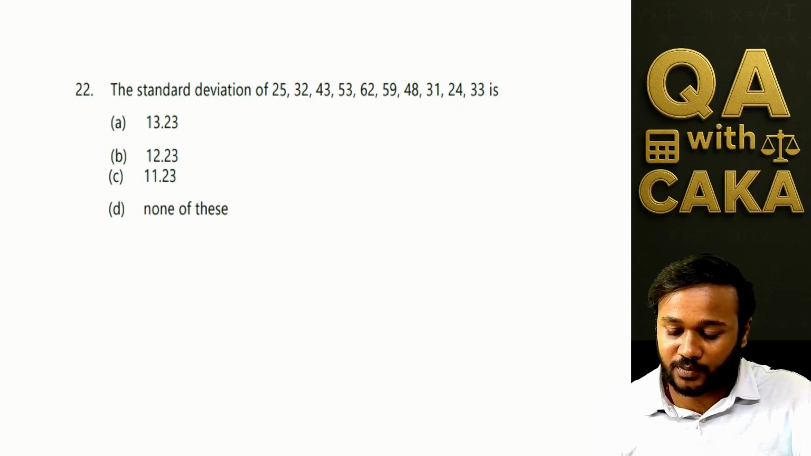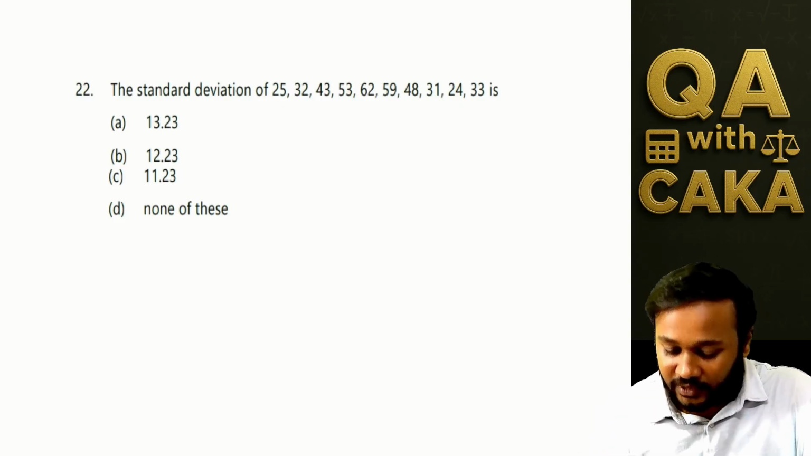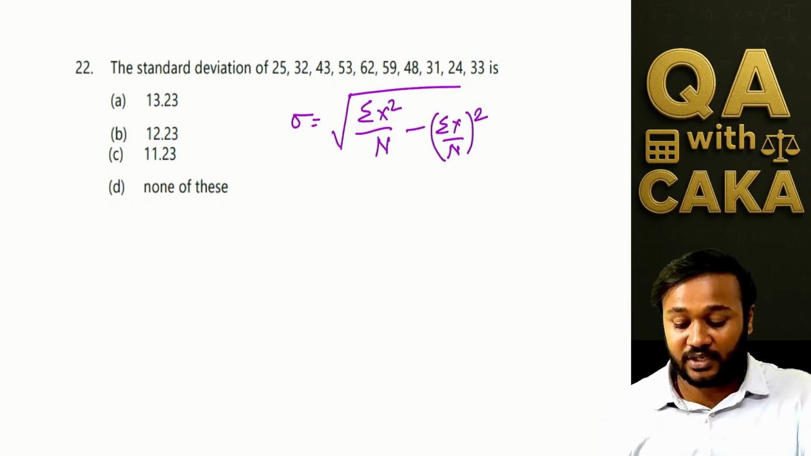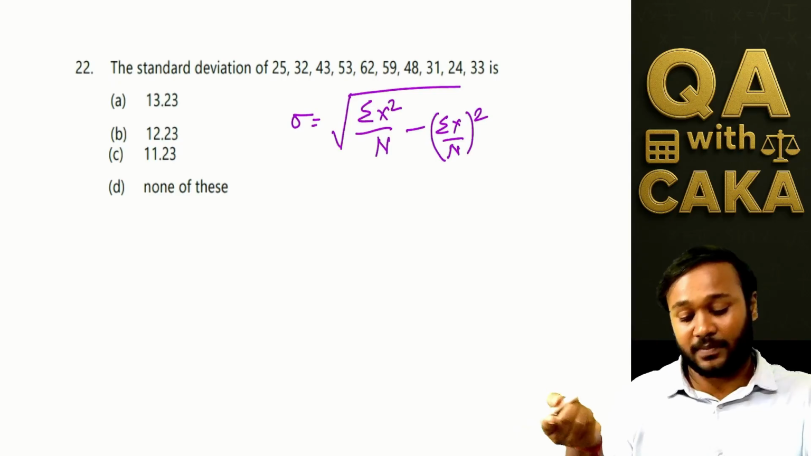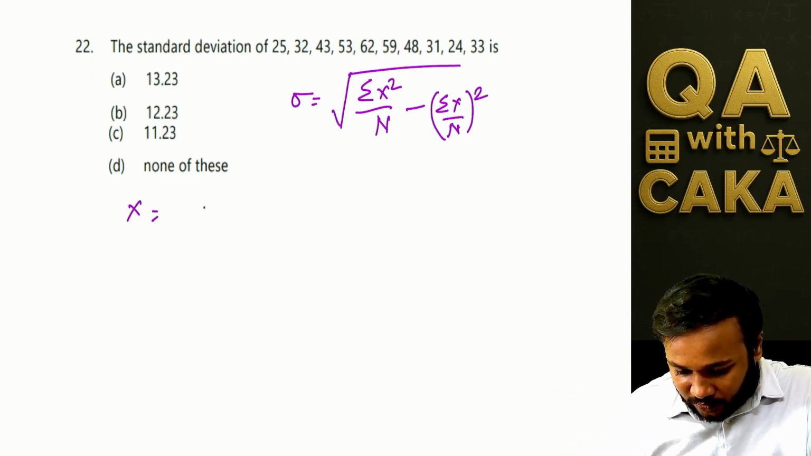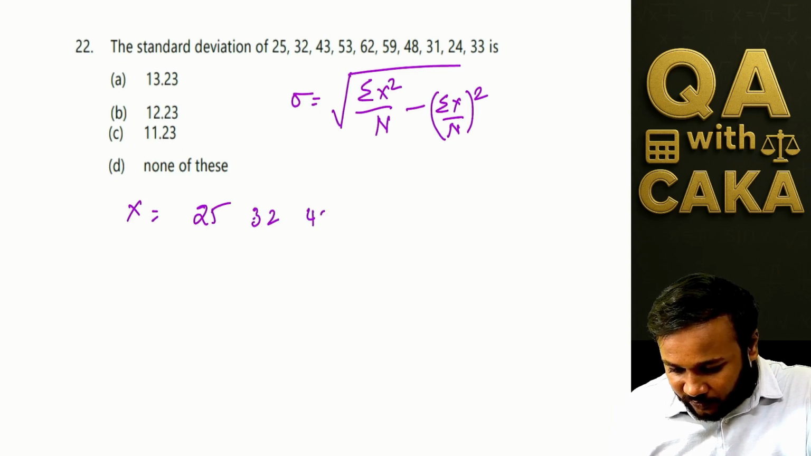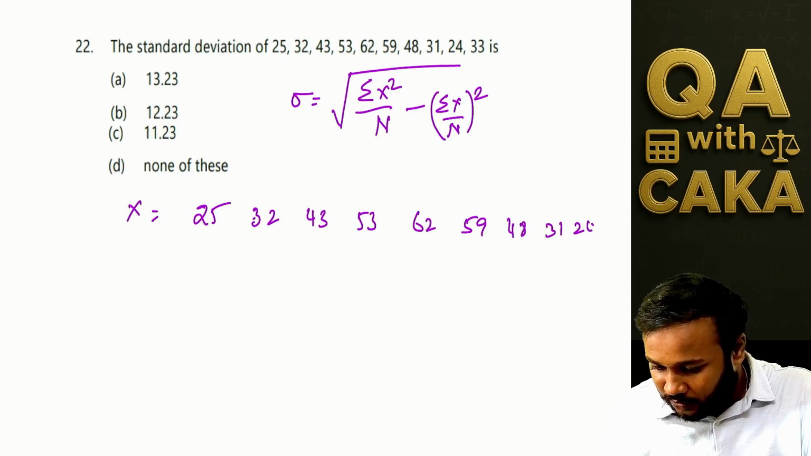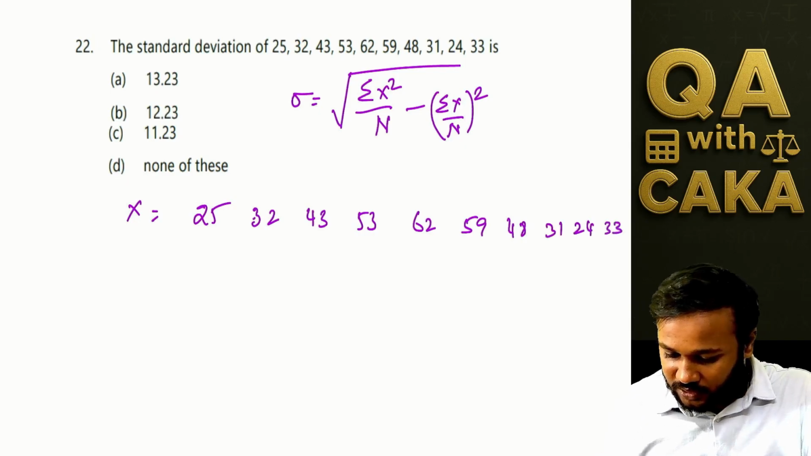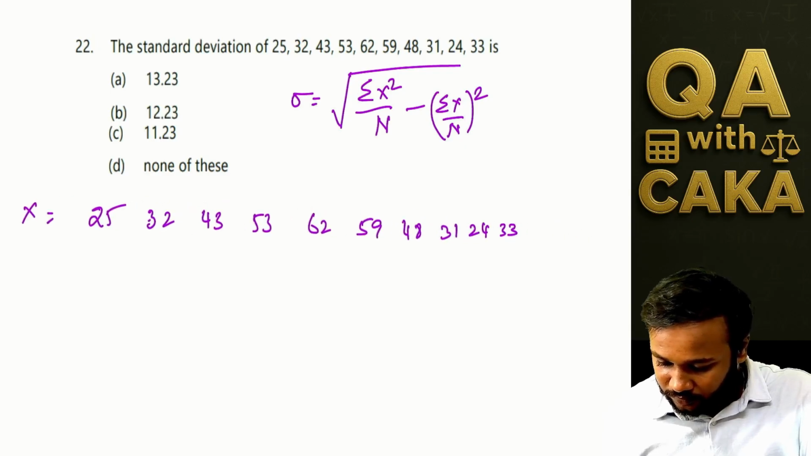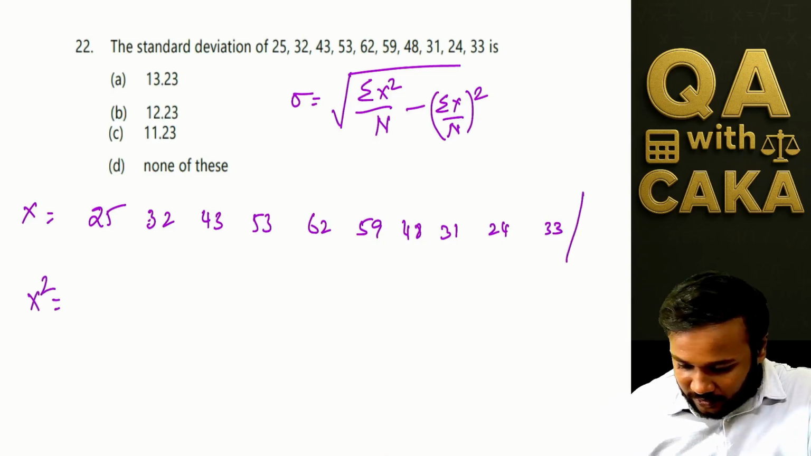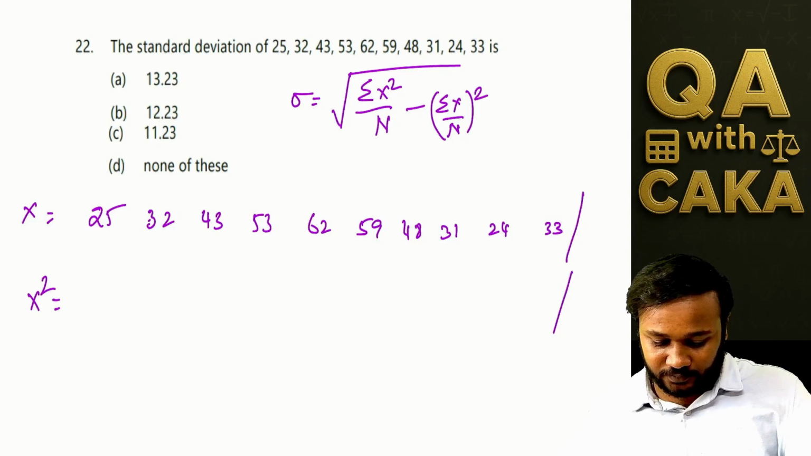So next question. What is the standard deviation formula that is most important now? Standard deviation is equal to the square root of summation x²/n minus (summation x/n) whole squared. So you need to get summation x and summation x². So now if you write the values, x is equal to 25, 32, 43, 53, 62, 59, 48, 31, 24, 33. Let me move this data to here. So now if you add all this, what you'll get in x², add all this. Let's see what you'll get.